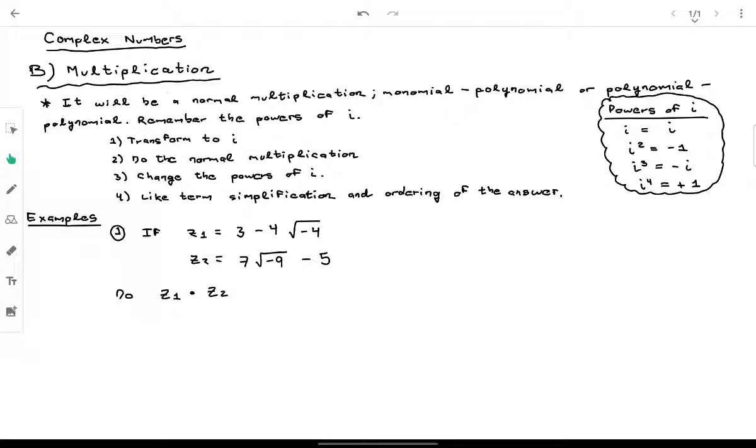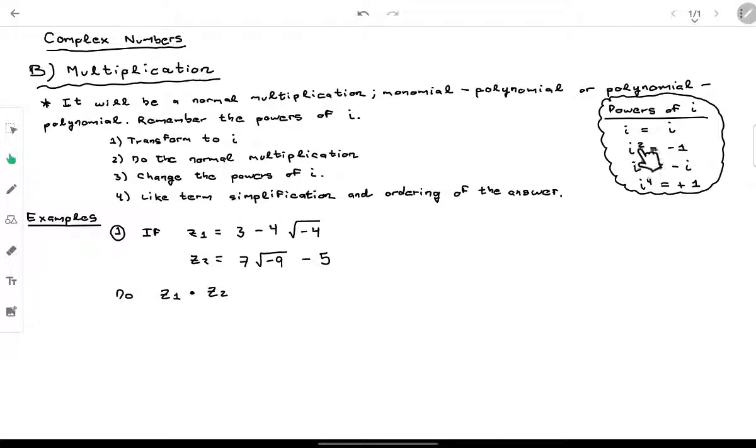So today we will continue with the mathematical operations with complex numbers. Today we are talking about multiplication of complex numbers. It's going to be a normal multiplication. Normally it will be a monomial times polynomial or polynomial times polynomial multiplication. And the only important thing is that we need to remember a little bit about the powers of i.